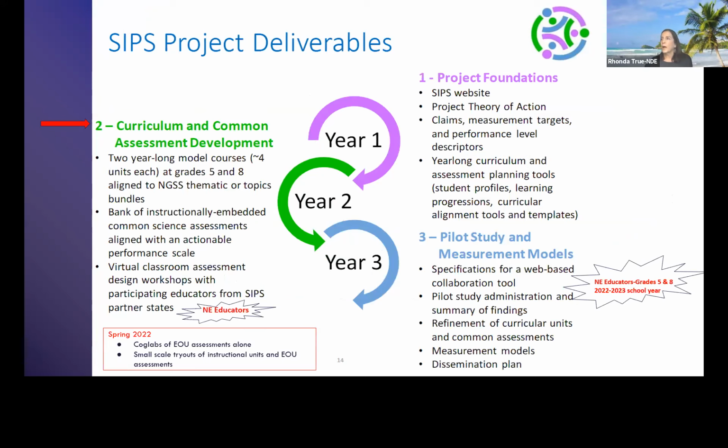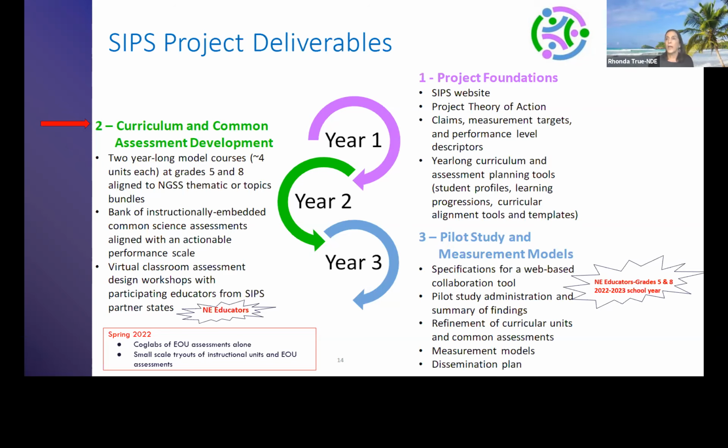So this is how things are happening with the grant as far as the deliverables. We are done with year 1 up here in the top right-hand corner. That was all the foundational pieces. We now have a website, we have a theory of action, we've made some claims and measurement targets have been set. And we are hot in the process of year 2, which I'm so excited about, because this is when curriculum and common assessment development is happening.